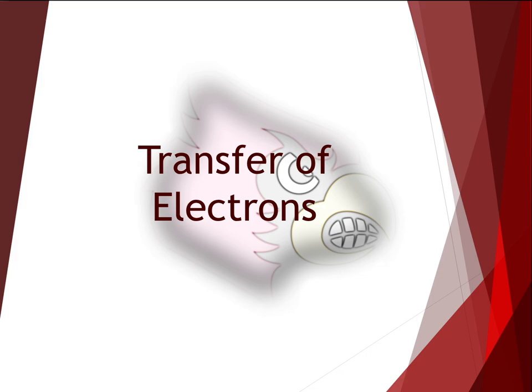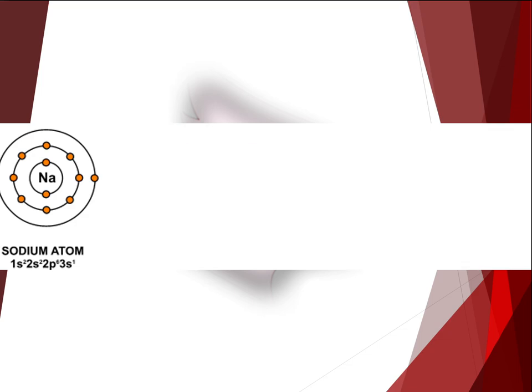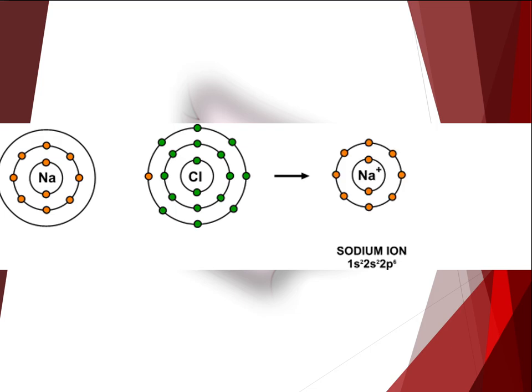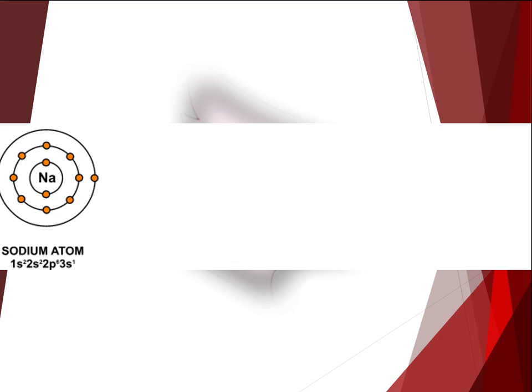Transfer of electrons. Monatomic ions form when single atoms gain or lose electrons. In general, this happens when one or more electrons are transferred from an atom of one element to an atom of another element. The atom that loses one or more electrons becomes positively charged. The atom that gains the electrons becomes negatively charged.